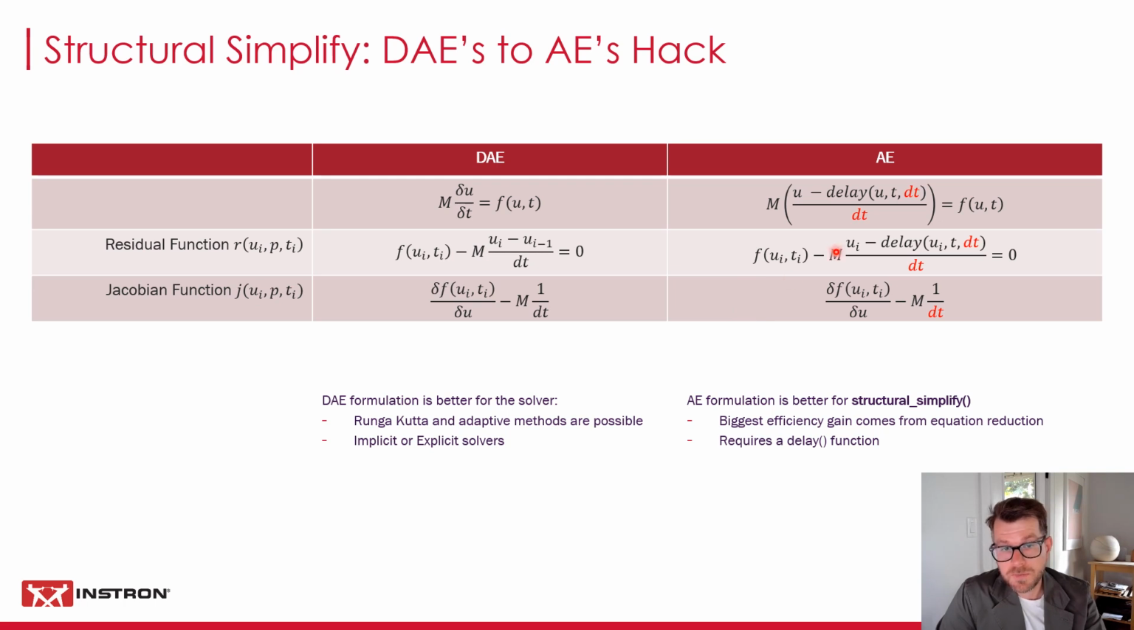The consequence of doing this is that the time step is now a parameter that is owned by the model. So that's why I have dt highlighted in red here. And this means the model cannot use time splitting or adaptive type solvers. We're going to be doing discrete math here, essentially. But the advantage is the model can be reduced further in this form.